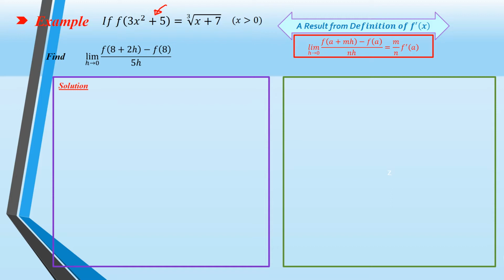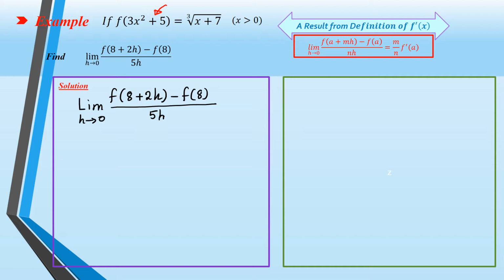Pay attention to that. I will deal with the limit you want to find, which is the limit of f of 8 plus 2h minus f of 8, divided by 5h. Now, as a result from the first derivative, I will write the limit again: the limit of f of 8 plus 2h minus f of 8 divided by 5h, when h goes to 0.